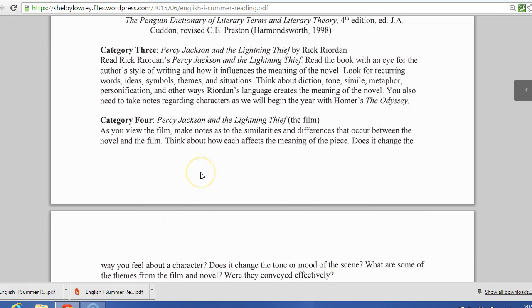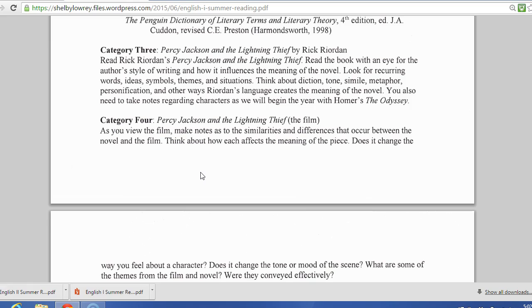Category 3, you're going to read Percy Jackson and the Lightning Thief. And basically, you're just reading the novel. But I want you to think about ideas, symbols, themes. Consider the diction used by the author. And again, diction, guys, it's word choice. So what types of words are used in the novel? Think about the tone. Are there similes, metaphors, personification used within the novel? And why did the author use that? Think about those things as you're reading.